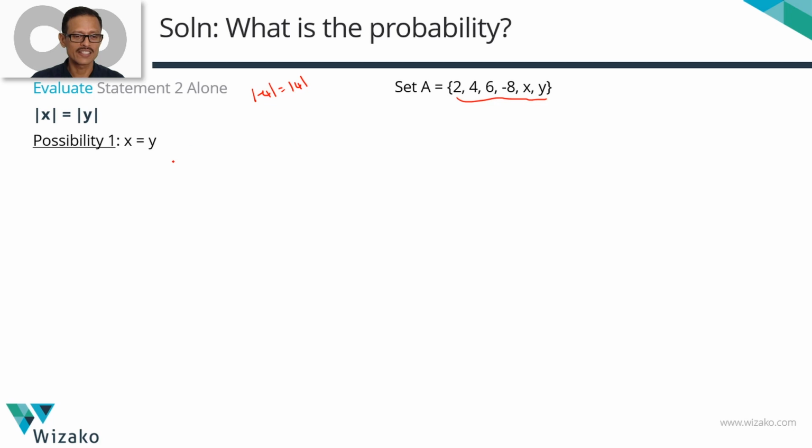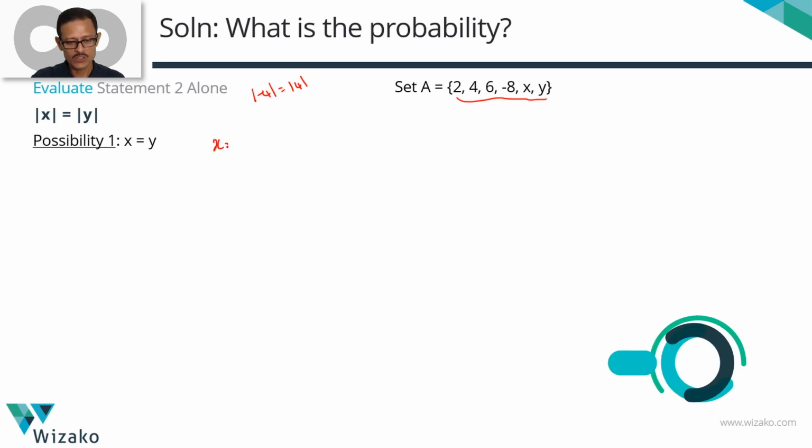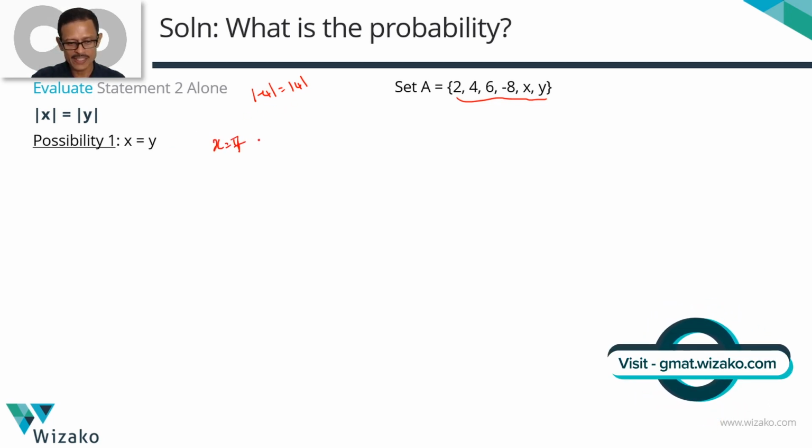But in this question, do we have that possibility 1 existing at all? The question stem explicitly stated that the set A comprises distinct integers. If x equals y, and let's say both of them are positive, x will be a 7, and y will also be a 7. In that case, the set does not contain distinct elements. So x equals y as a possibility is ruled out.